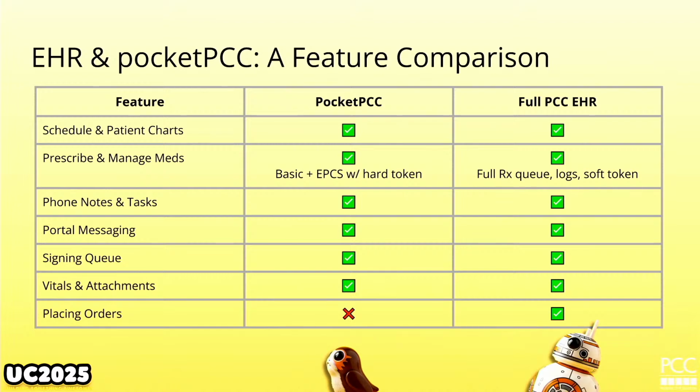When we think about prescribing that you would do from your phone, most of that's going to be that single prescription for that patient, or a couple of prescriptions, very quickly, maybe an EPCS, but that full level of management is not something you necessarily need from a phone. Phone notes and tasks, portal messages, signing queue, vitals, attachments, you can do all those things. Placing orders, not something we can really do yet. There's some specialized elements inside the chart that we don't have access to with Pocket, but most everything that you would need for a lightweight mobile device, you can do inside PocketPCC.